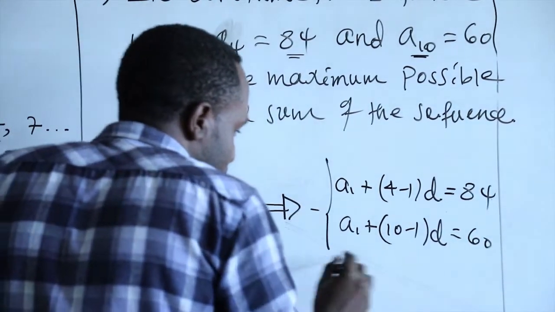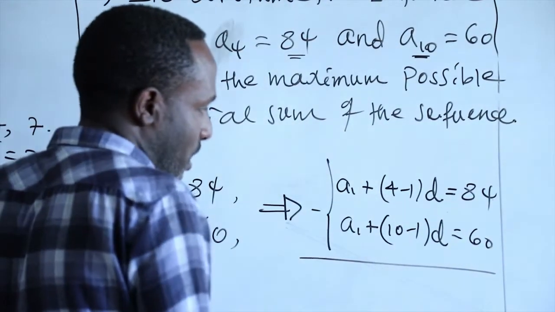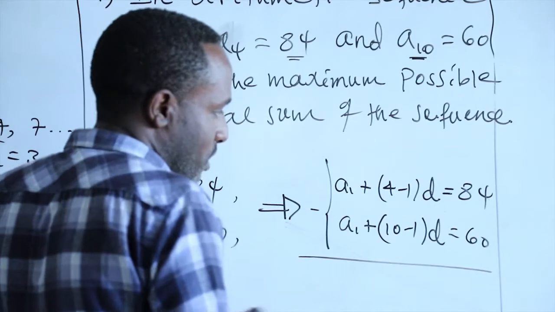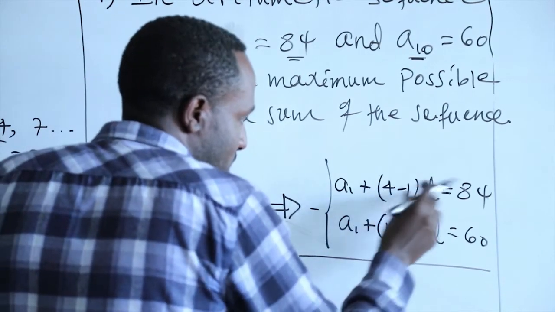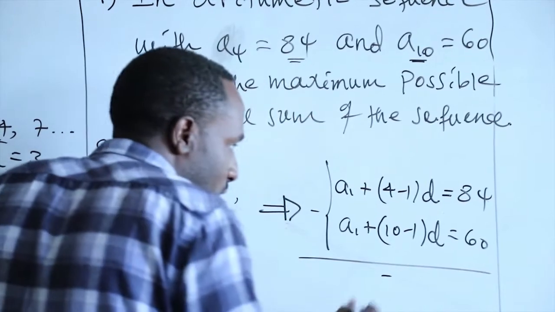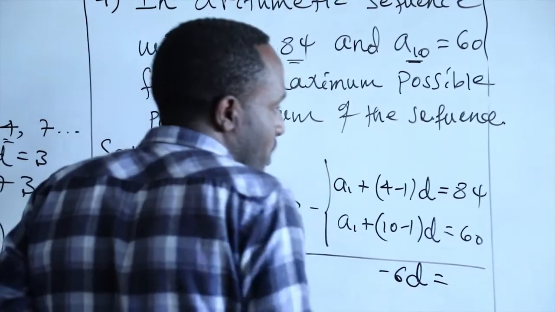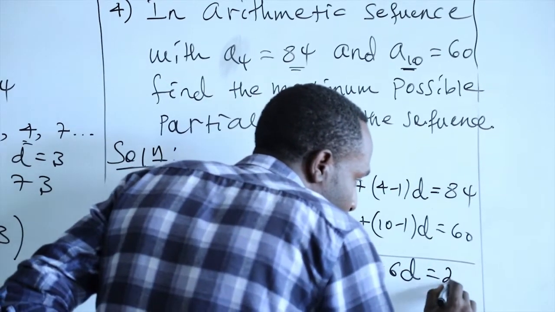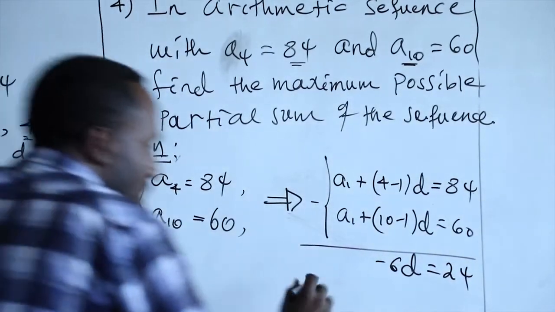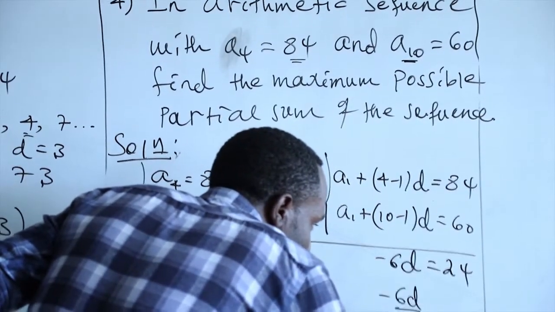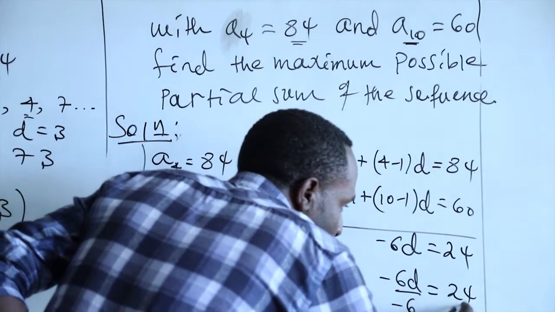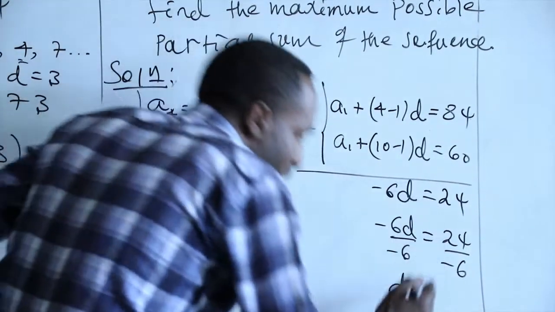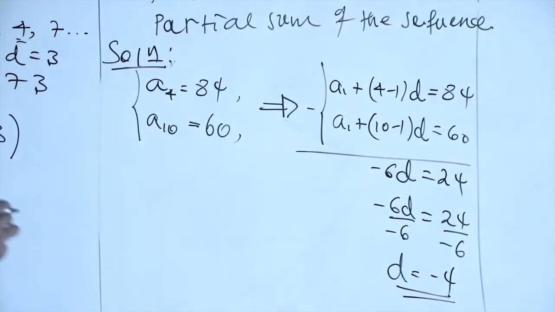When you subtract, A1 minus A1 cancels out, and 4 minus 1 is 3D, and 10 minus 1 is 9D. So the result is 3D minus 9D equals minus 6D. Minus 6D equals 84 minus 60, which is 24. Now minus 6 times D over minus 6 equals 24 over minus 6. Therefore, the value of D equals 24 divided by minus 6, which is negative 4.